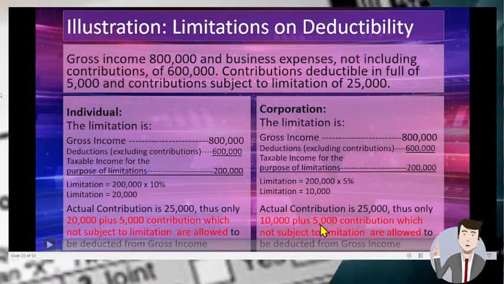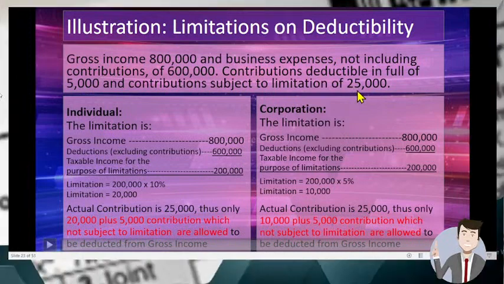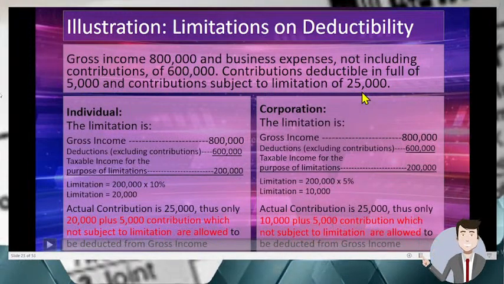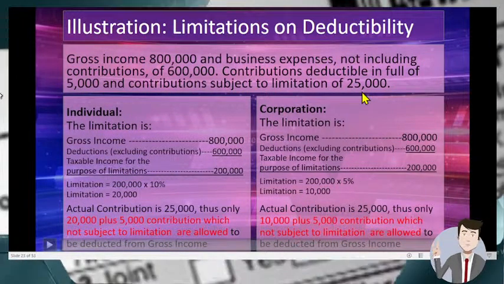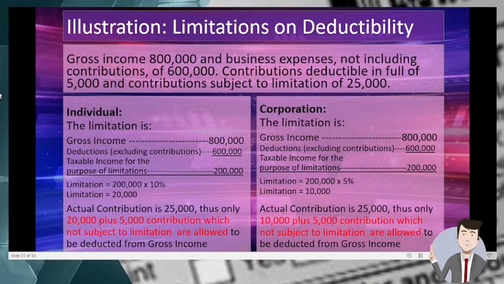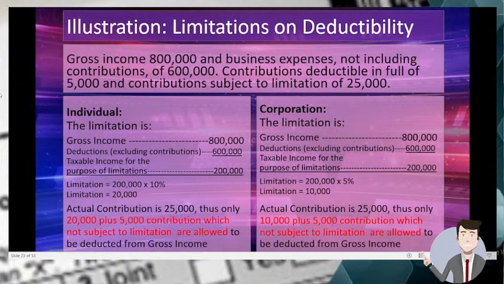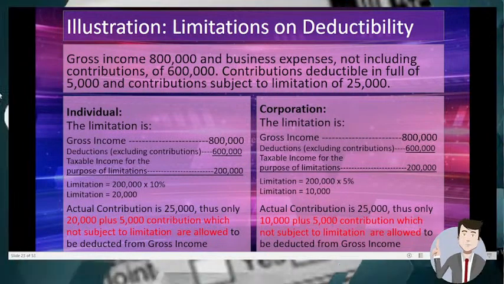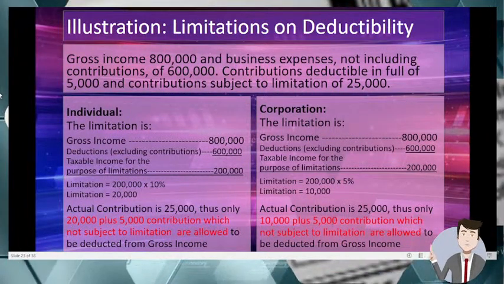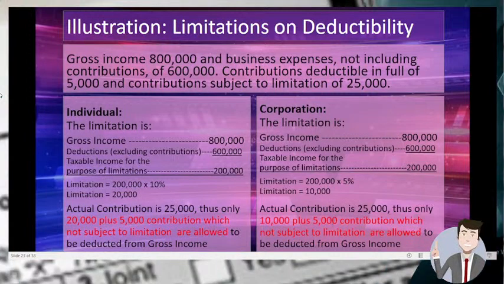So that's 15,000 instead of 5 and 25. Okay? So 15 instead of 30. So that's how to treat contribution for the purpose of income tax computation.